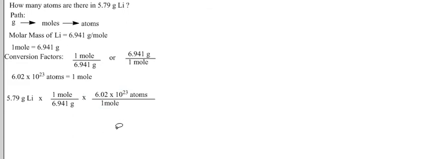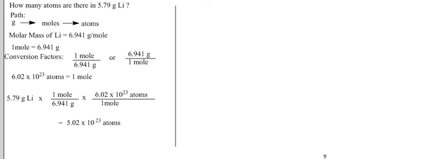Now we want to go from moles to atoms. We use this conversion factor: 6.02 times 10 to the 23rd atoms is the equivalent of 1 mole. And the moles cancel, and we end up with, after we do the calculation, 5.02 times 10 to the 23rd atoms. I also want to look at essentially going in the opposite direction. I'm going to do that on the other side of the page.